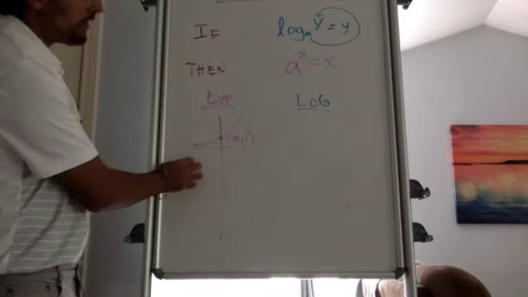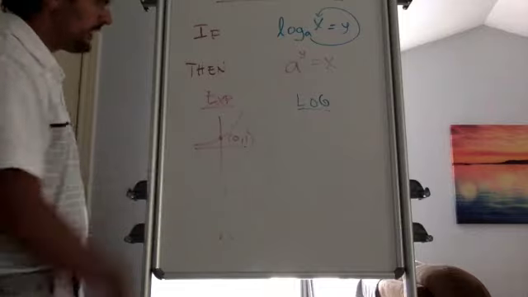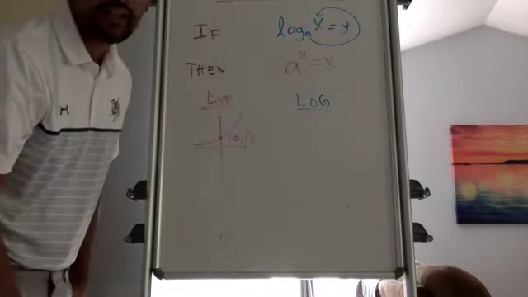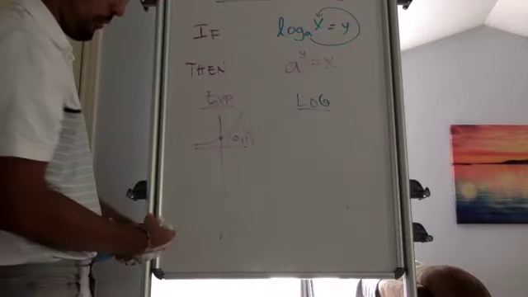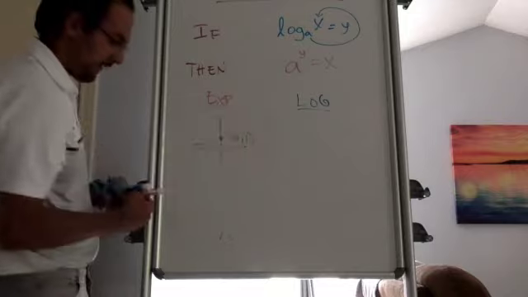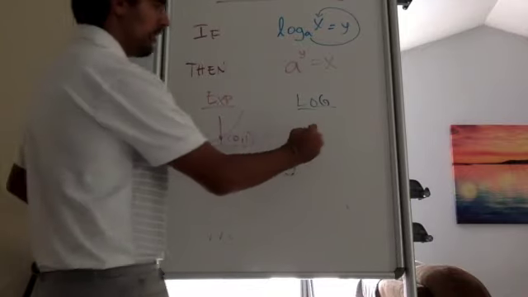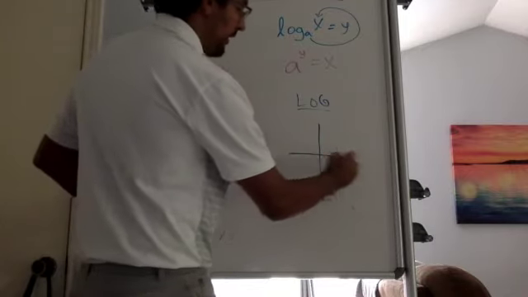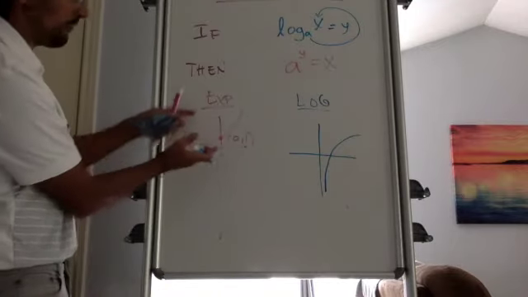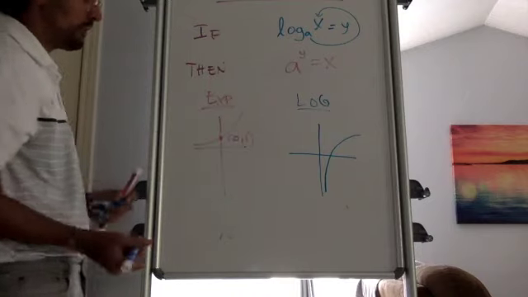Alright, so we just talked about the exponential graph before this, and we realized that it grows and it crosses the y-axis at the point 0, 1. So remember, since these two are inverse functions, the log graph would be a reflection of this along the line y equals x. So the log graph would be a reflection doing something like that. Hopefully you can see the inverse relationship between the two.